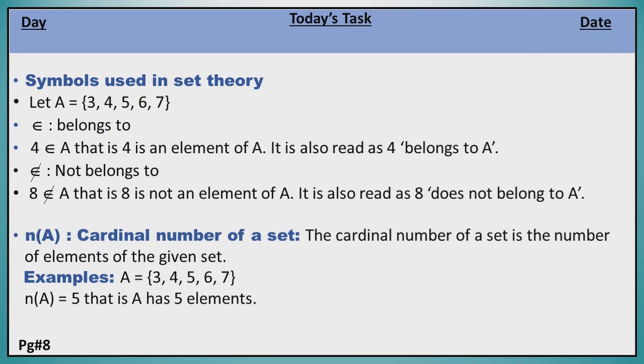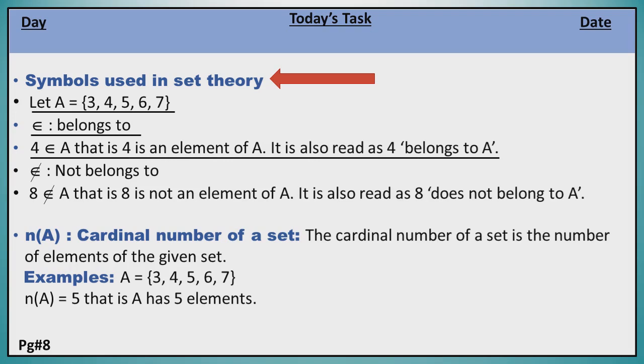Come to the page number 8 of your textbook. Let's come to know some symbols used in set theory. Look at the example. Let A is equal to 3, 4, 5, 6 and 7. The first symbol is belongs to. 4 belongs to A, that is 4 is an element of A. Dear students, look at the example. We have a set A and there are 5 elements in set A. 3, 4, 5, 6 and 7. As you can see, हमारे पास element 4 set A से belong करता है. That's why 4 is an element of A. It is also read as 4 belongs to A.